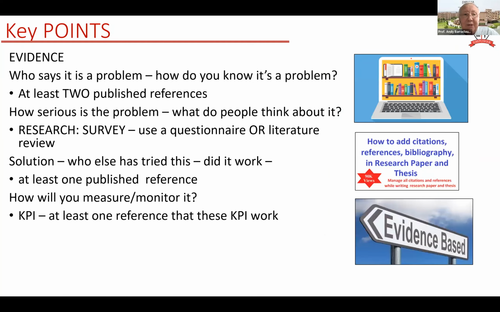The key points around this is evidence. Who says it's a problem? Yeah, you've chosen a problem, and it surely is. And we value your experience and insight, but we need more than that. If you are ever going to obtain funding to address it, we're going to need more than, I think, expiry rate is a problem. We need at least 2 published references that says it's a problem. How serious is the problem, and what do people think about it? Now, I can do research, I could survey people, I can use a questionnaire, or I can do a literature review.